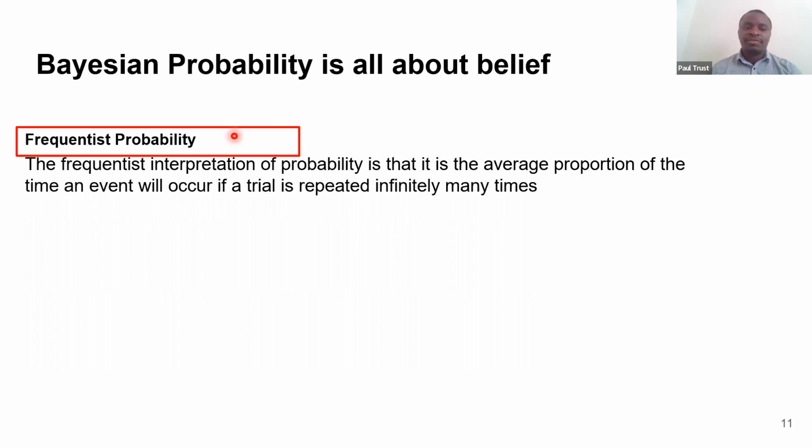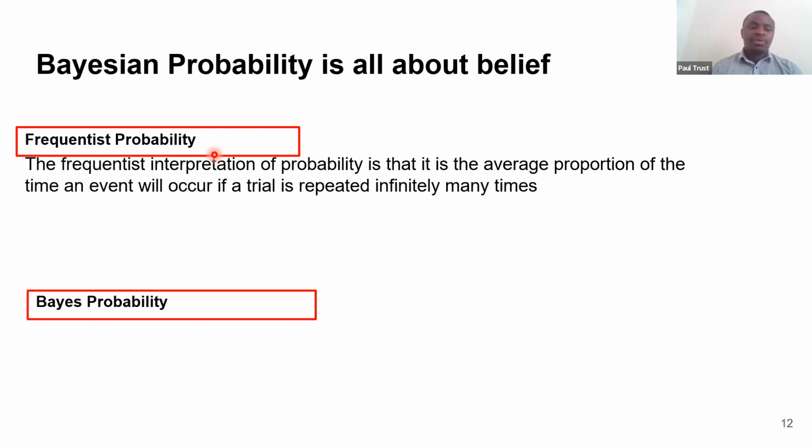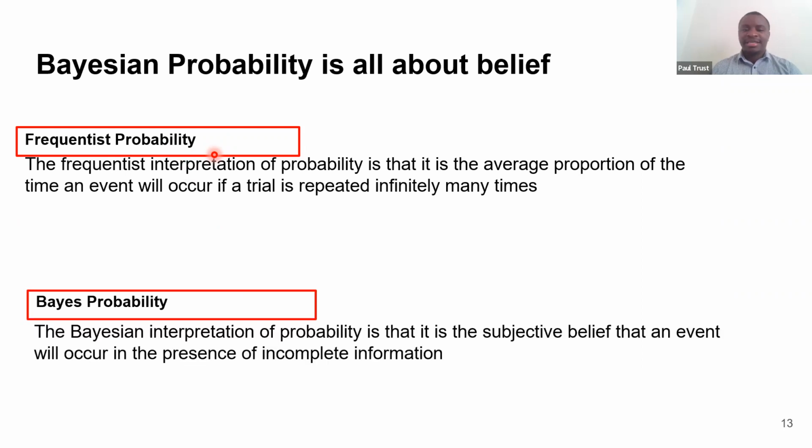So what frequentist probability says is, if you collect as many samples as possible drawn from the population, the average will approximate the true population parameter. So that's the idea. Then there is what you may call Bayesian probability. Bayesian probability takes a different view.